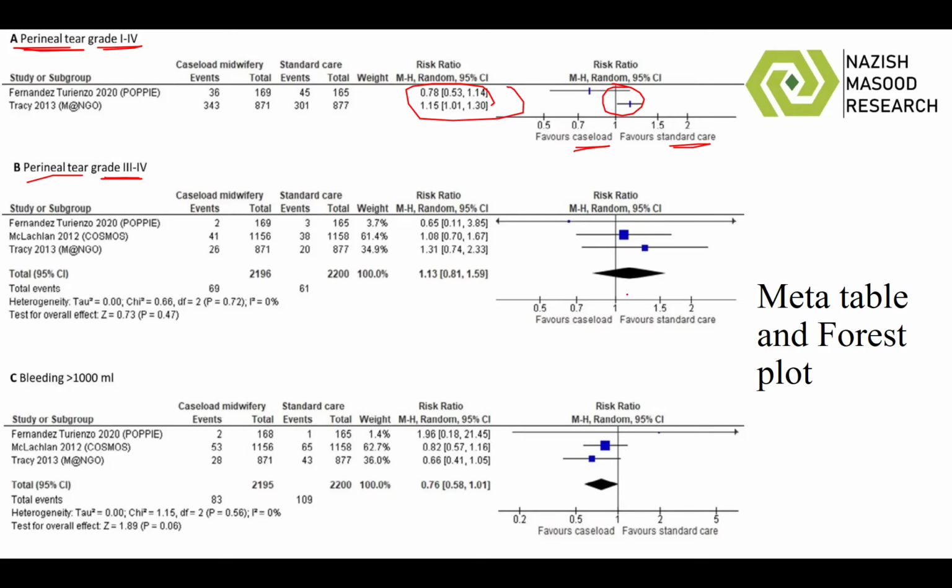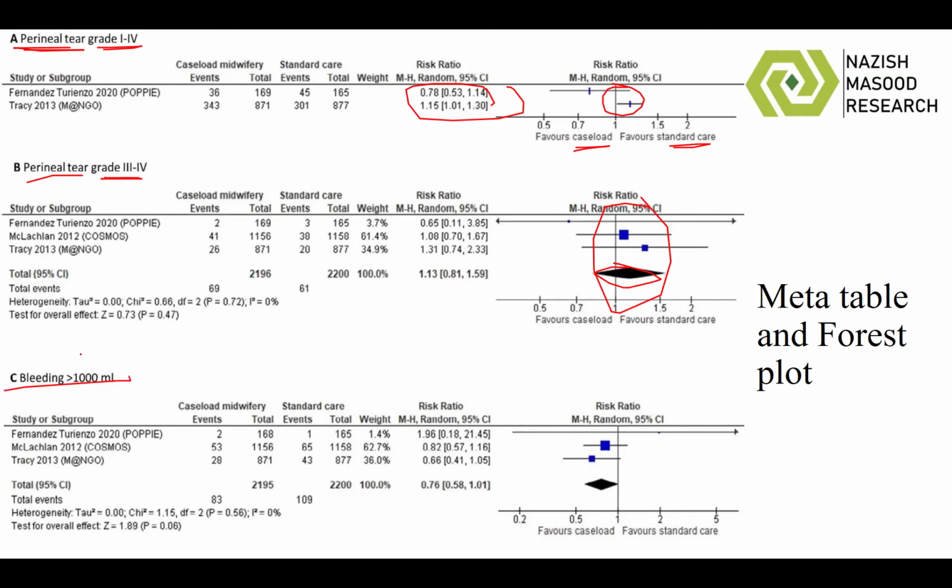So if you look here as well on the perinatal tier, grade 3 and grade 4, again, all of them are capturing one, and the diamond shape is very clear. The cumulative is again not significant.